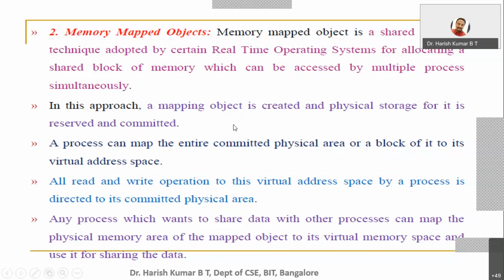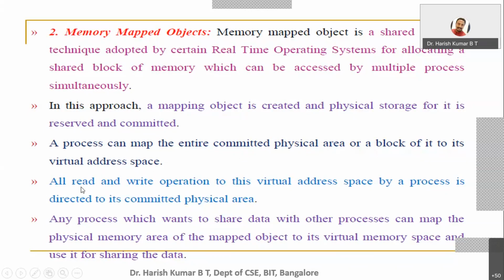In this approach, a mapping object is created and a physical storage for it is reserved and committed. When I say mapping object, it's a logical entity that is created, and the physical storage is also reserved. Some physical memory, say RAM, is reserved and committed. That means it's fixed for that inter-process communication. A process can map the entire committed physical area, or a block of it, to its virtual address space.